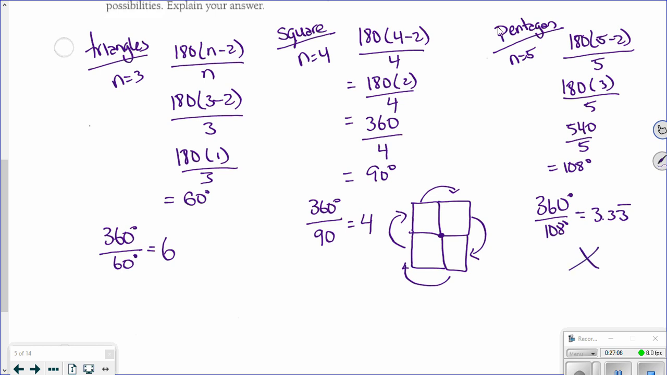So this one doesn't work. It's not going to be able to get all the way around without leaving a gap of 0.33333 of a pentagon. So 3 of them almost make it all the way around, but there's a space that's not filled because it doesn't divide evenly. So triangles work, squares work, hexagons work, and I think that's it probably for the shapes that we're dealing with.